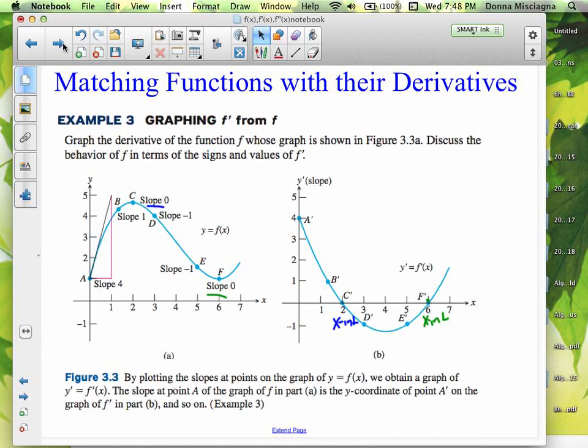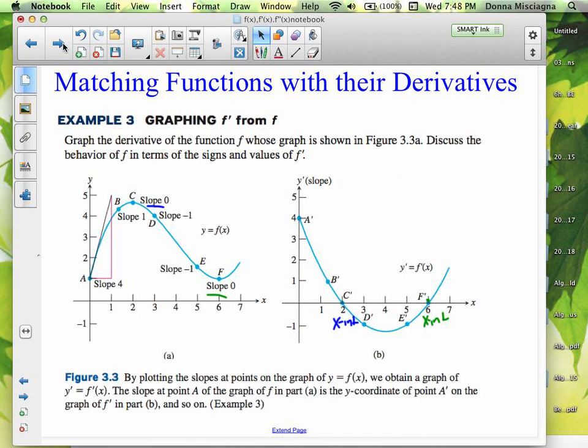This one is graphing, and this is kind of what I had in my head when we were going over the other one. This one is graphing the derivative from the function. So there you're plotting out the slopes, and the slopes are the values for your derivative.